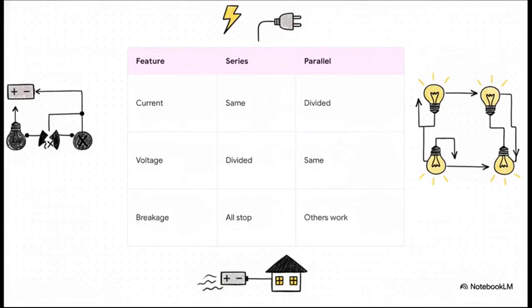The total resistance just adds straight up. Rs equals R1 plus R2 plus R3. And the exact same current flows through every single bulb. But here's the massive catch. If just one bulb breaks, the whole circuit is broken and everything goes dark.